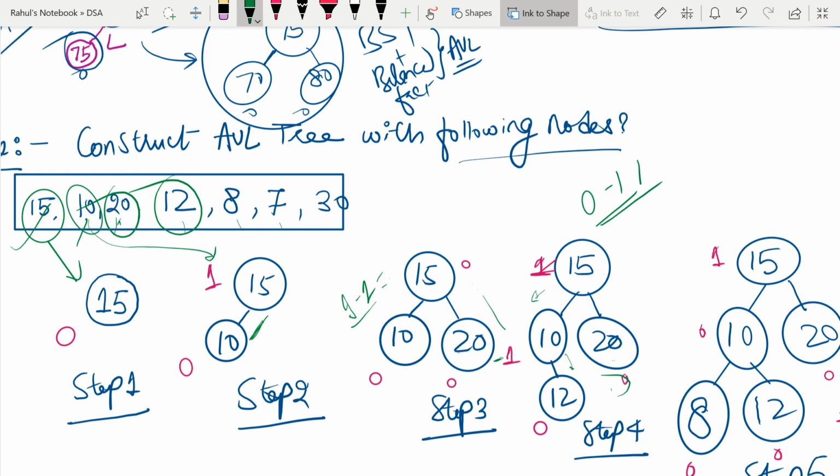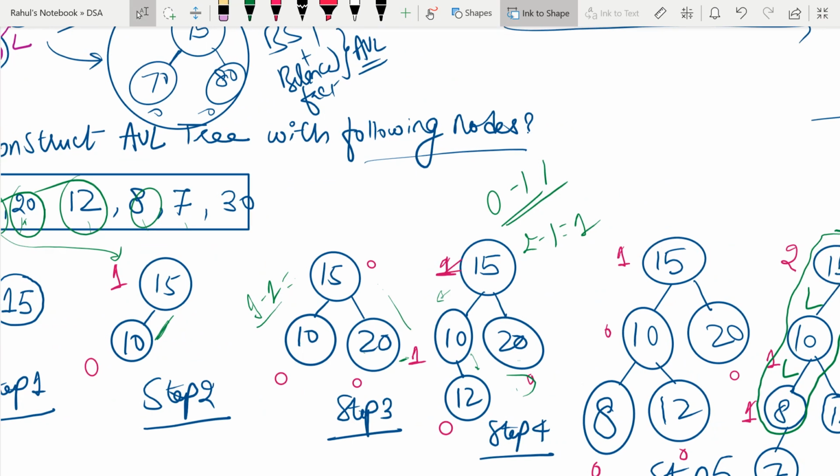So no problem up till that. Now the balance factor of this 15 is 2 minus 1, that is 1. So the balance factor of this one is also following the properties of AVL tree, so no problem. We have put 12 on the AVL tree. Now we have to put 8 on the AVL tree.